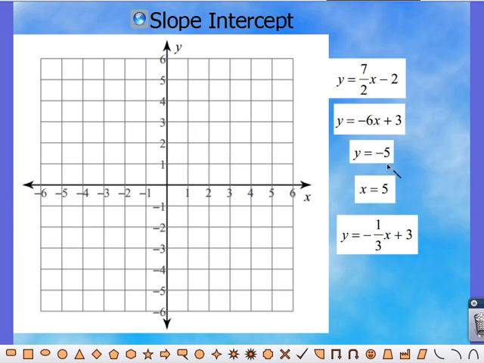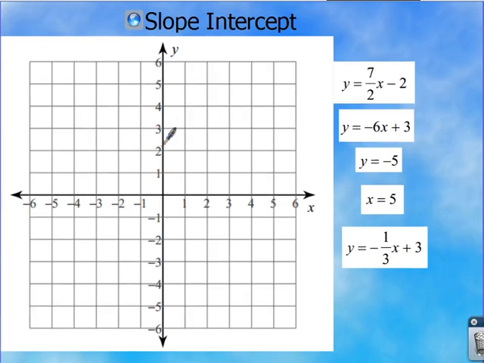7/2 x minus 2. Y-intercept's -2, slope's 7/2. Let's work another one. -6x plus 3. Plus 3. Rise and run. Go down 6. Go over 1. Connect the dots. How many points to find a line? 2. That's all you need. Why do we add 3, 4, and 5? Pretty much to make sure our line's straight. If you want to add more points up through there just to where you get a straighter line, that's fine.